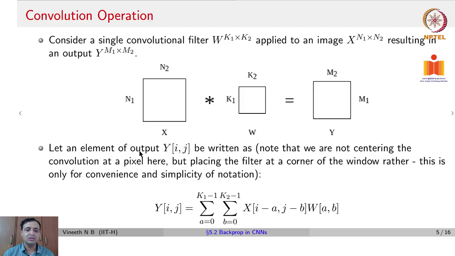From the definition of convolution, we know that an element of the output Y, Y at (i, j), can be written as the summation over a going from 0 to K1 minus 1, and b going from 0 to K2 minus 1, of X of (i minus a, j minus b) into W of (a, b). Note here that we are not placing the filter at the center of the input pixel, but at a corner. This doesn't matter. This is only to make this expression, and the rest of the derivation, a little simpler to understand.